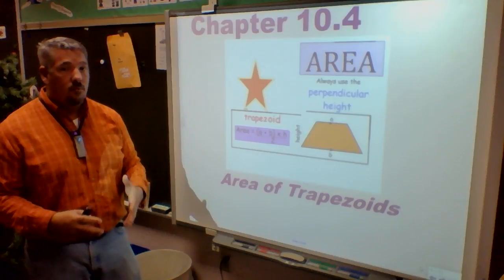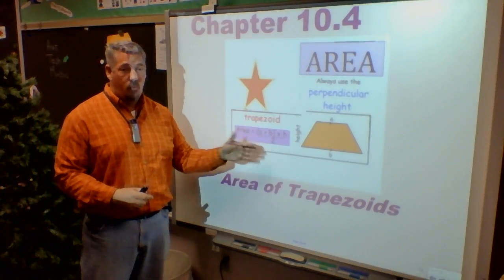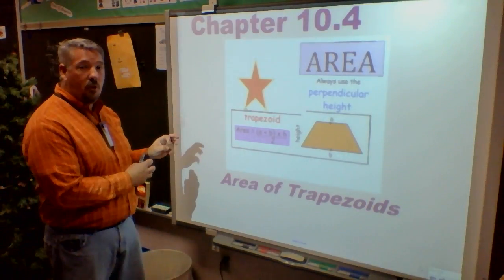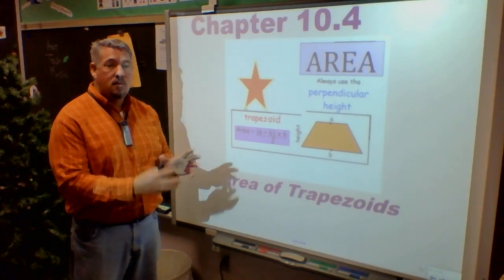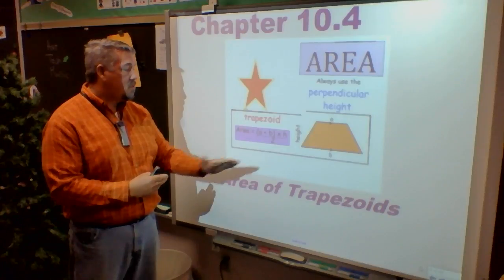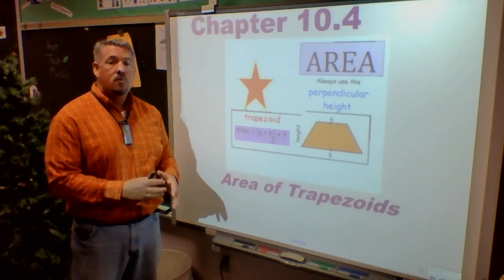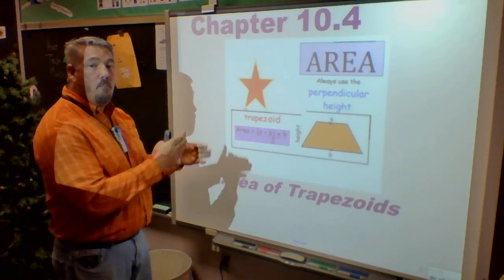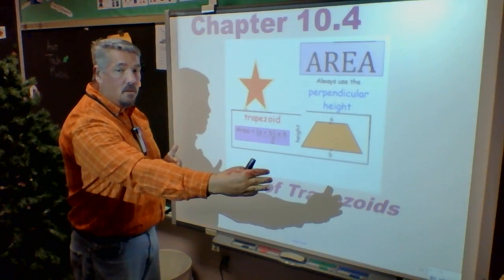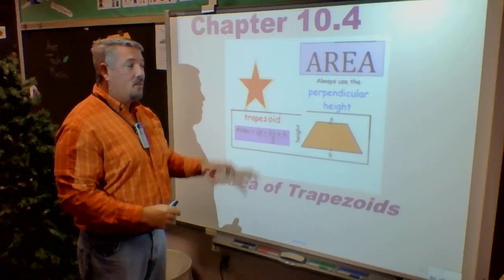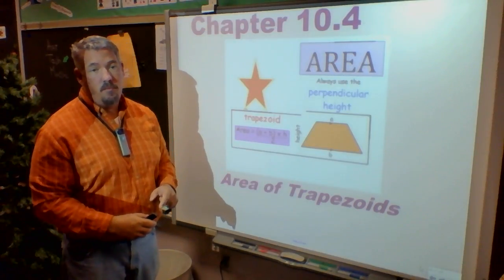But that's our lesson. Our lesson is just understanding how this formula works. Yes, in your book you're going to see some of the formulas that say to use 1/2. It doesn't matter, because multiplying by 1/2 once again is dividing by 2. So if we stick with the formula of base 1 plus base 2 times my height divided by 2, it's going to give me the area of my trapezoid.